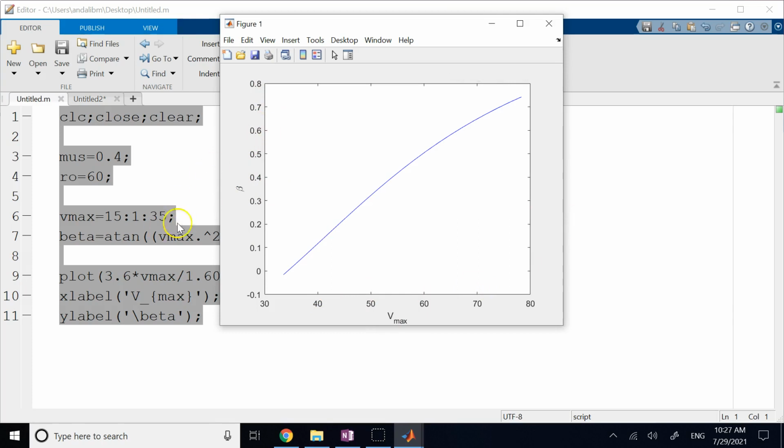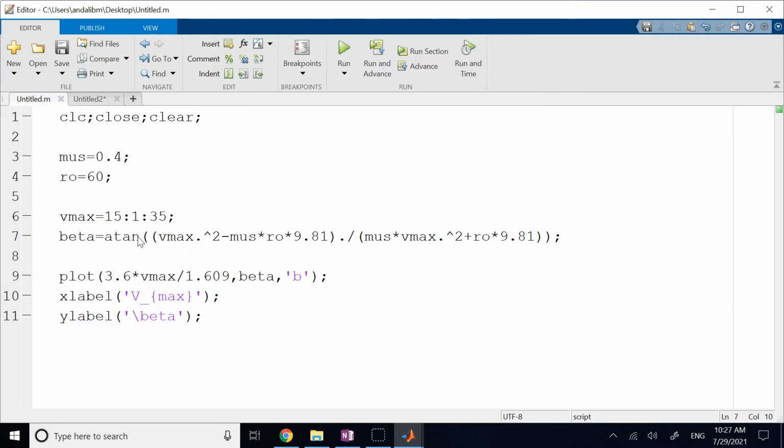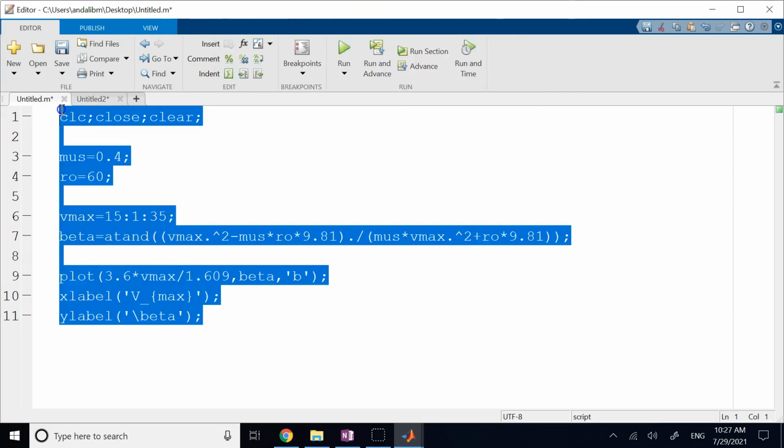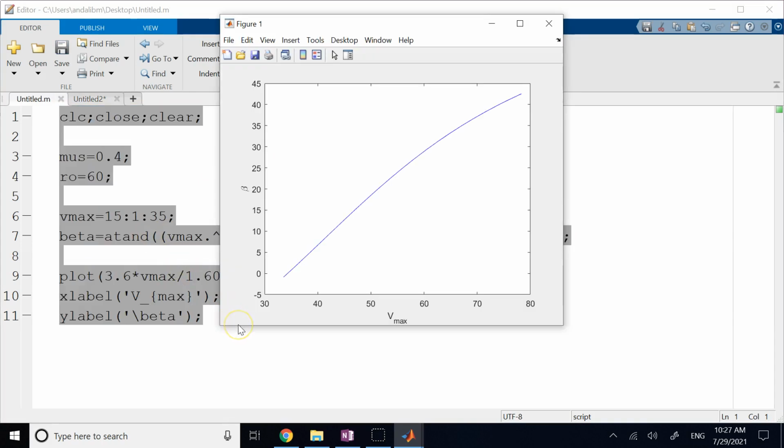And here these numbers are in radians because it's arctangent. If I want them in degrees, I have to do it in arctangent d. So now maybe this is more reasonable, right? So if you are below, let's say 30 something, 33, 34, you don't need an angle. But as you are going to faster and faster exiting the ramp, right? So if you want to exit the ramp at 50, then you need something like 17 degrees slope, right?